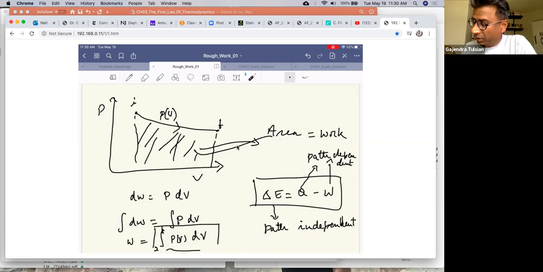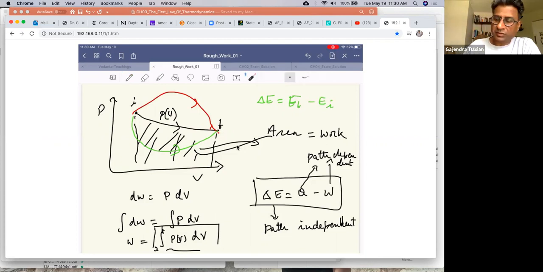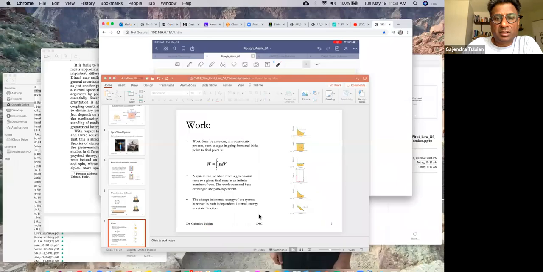You can go from here to here along one of hundreds of paths. You can go along like that, you can go along like this, and so on. Each of these terms is path dependent, but their difference is path independent. The change in internal energy is just E final minus E initial. And the energy of a system just depends on the state of the system. So this is called a state function. The energy is a state function. That's the subtle point about that.